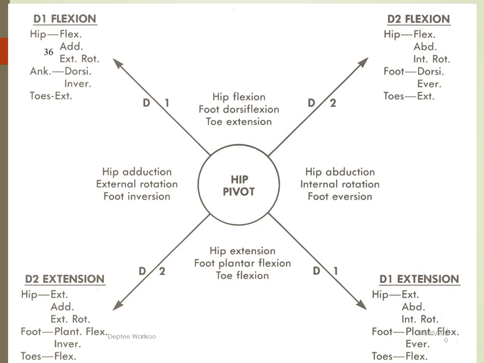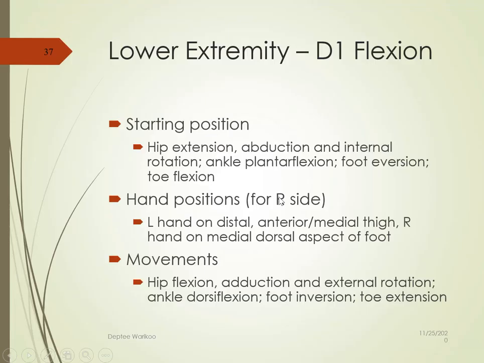Again, I am telling you, when I say D1 flexion, that is the ending position of the D1 flexion. So we will start off with D1 extension and end in D1 flexion. We will start off with D2 extension and end in D2 flexion. That is the basic movement patterns of the upper and lower extremity.